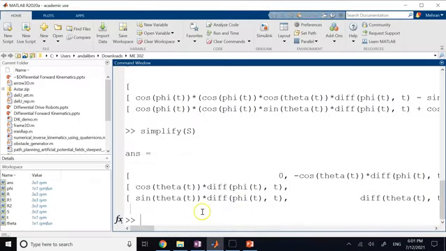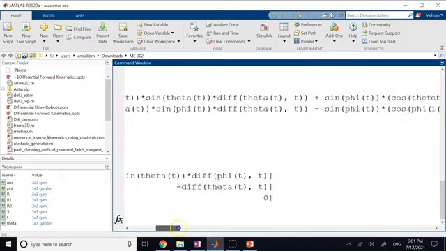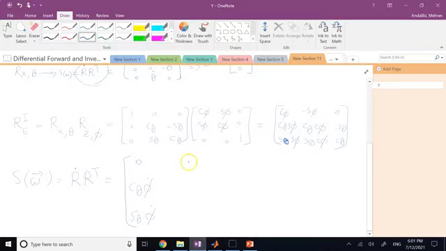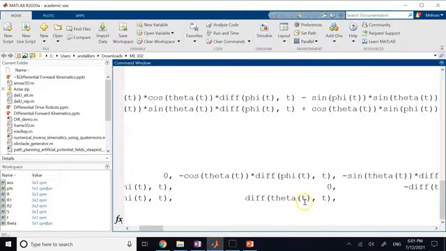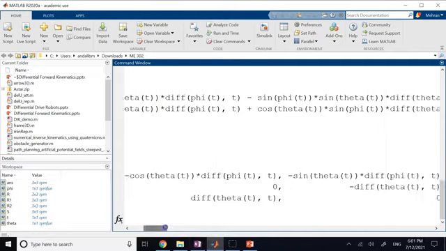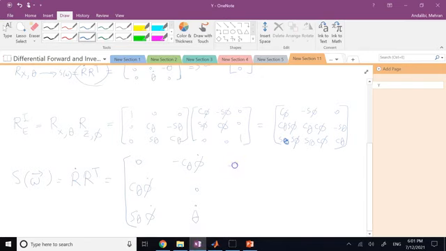And then sine theta phi dot, followed by negative cosine theta phi dot is 0 and theta dot, and then negative sine theta phi dot, and then negative theta dot and 0. So this is the result, okay?